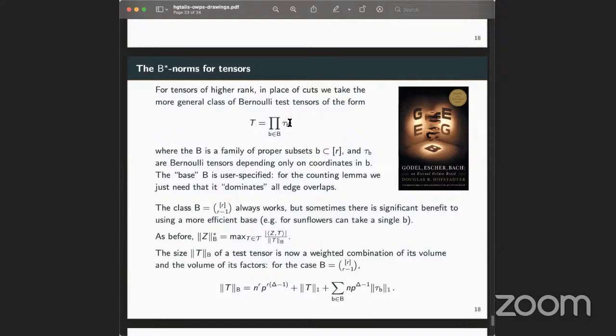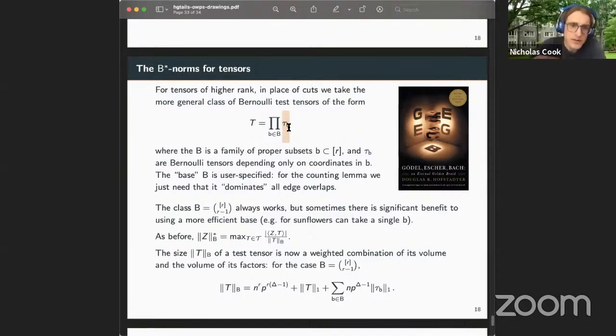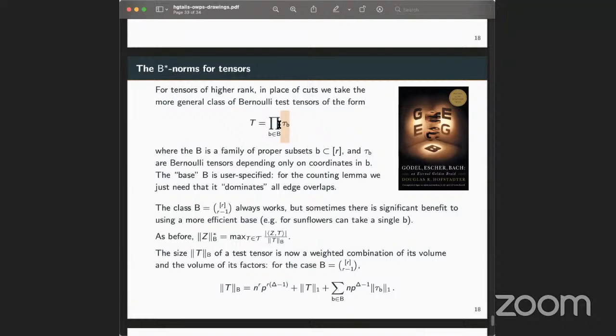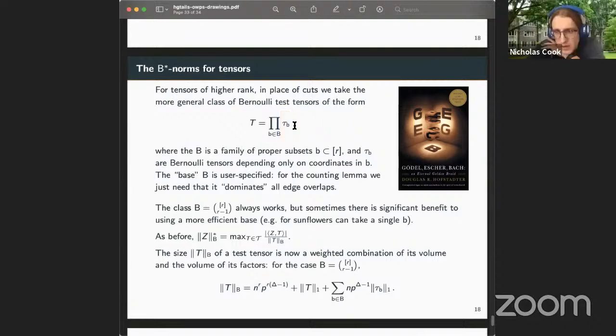Is it the same as a product of one-coordinate-dependent tensors, or what is it formally? Yeah, so for instance, this will be a tensor, but it only varies on a subset of the coordinates, so it's constant in some directions. Like in the case of cut matrices, this would be a 2-dimensional matrix, say a horizontal stripe, and then you multiply it by another one that's a vertical stripe, and that gives you a box.